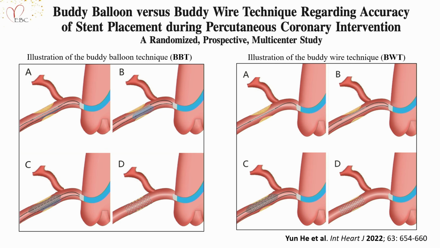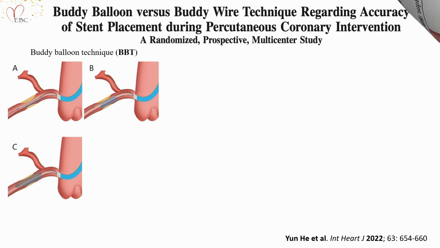Body wire, I go immediately, you put a wire on the right, and the wire will stabilize the stent. The wire is in panel B on the right. And then you inflate your stent in C, and you have a precise position. And here is this illustration, the body balloon.